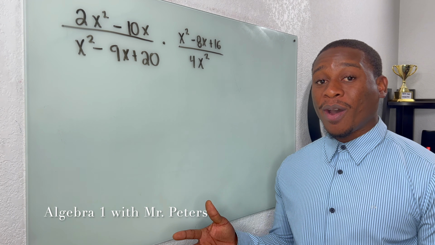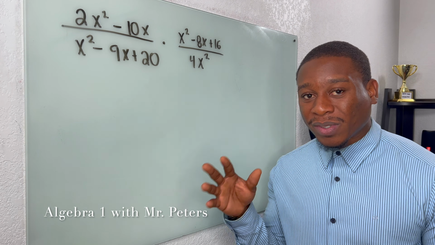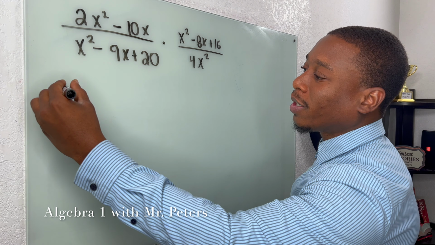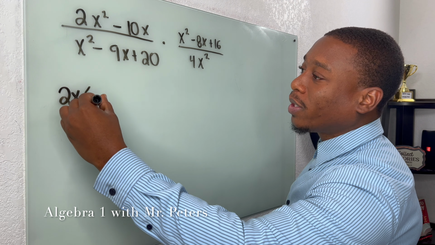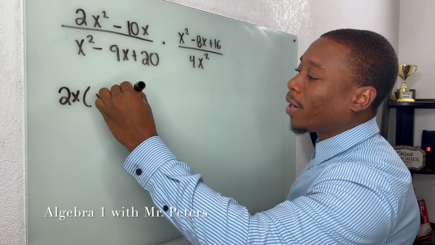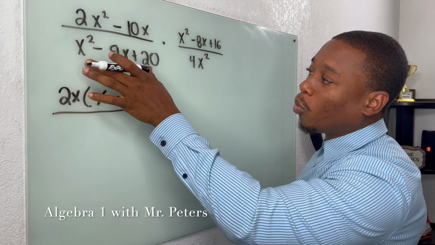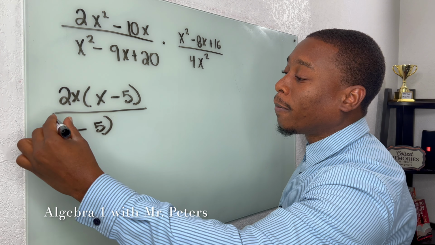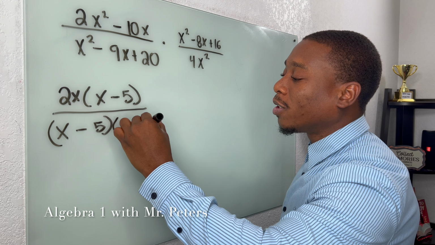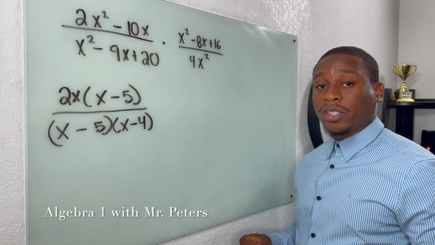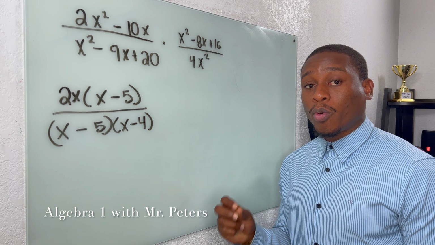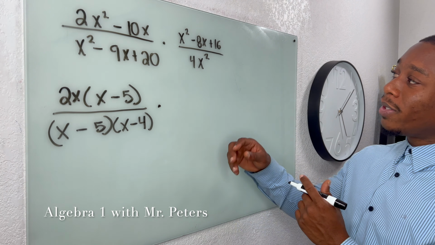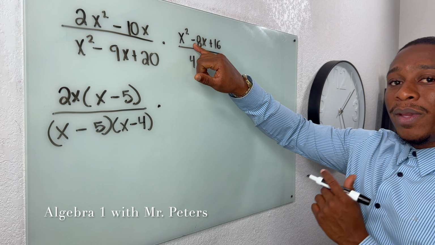So in this next problem now, what happens is the factoring becomes a little bit more complicated. So when we look at this first part of the problem, guys, we could take out 2x. Once we take out 2x, we're going to be left with x minus 5 on top. And then when we go down to the bottom, we could simplify this to x minus 5 times x minus 4. With multiplying rational expressions, factoring is so important because they're going to try to throw tricks in there, right?